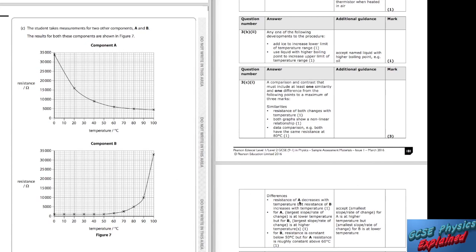Differences, well, the resistance of A decreases with temperature, so the resistance is going down as the temperature increases, whereas for component B, the resistance increases as the temperature increases. For A, the largest slope or the biggest rate of change is at lower temperatures, so the resistance is decreasing very fast between 0 and 60, whereas for B the resistance is constant between 0 and 50 degrees.